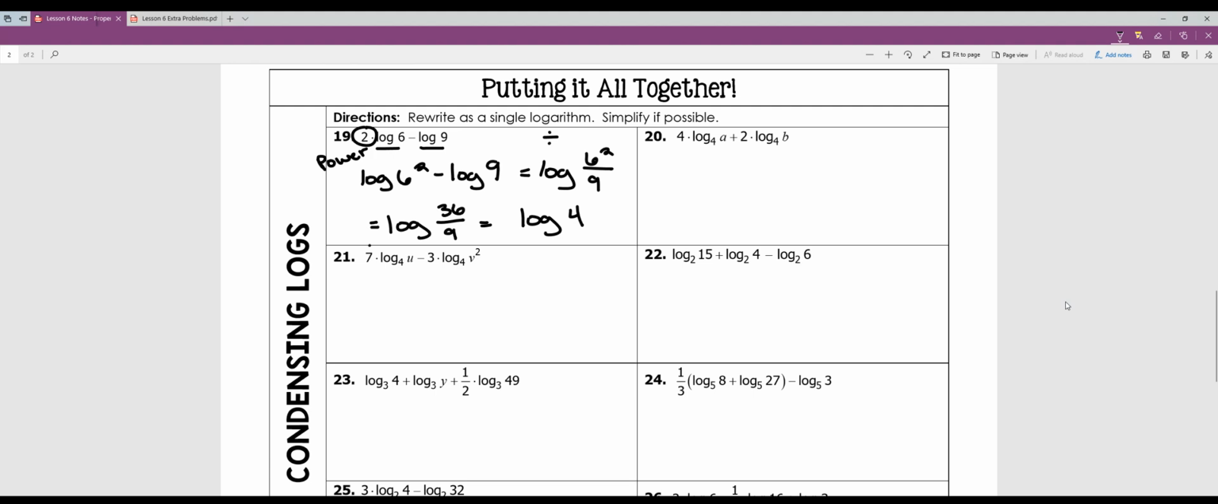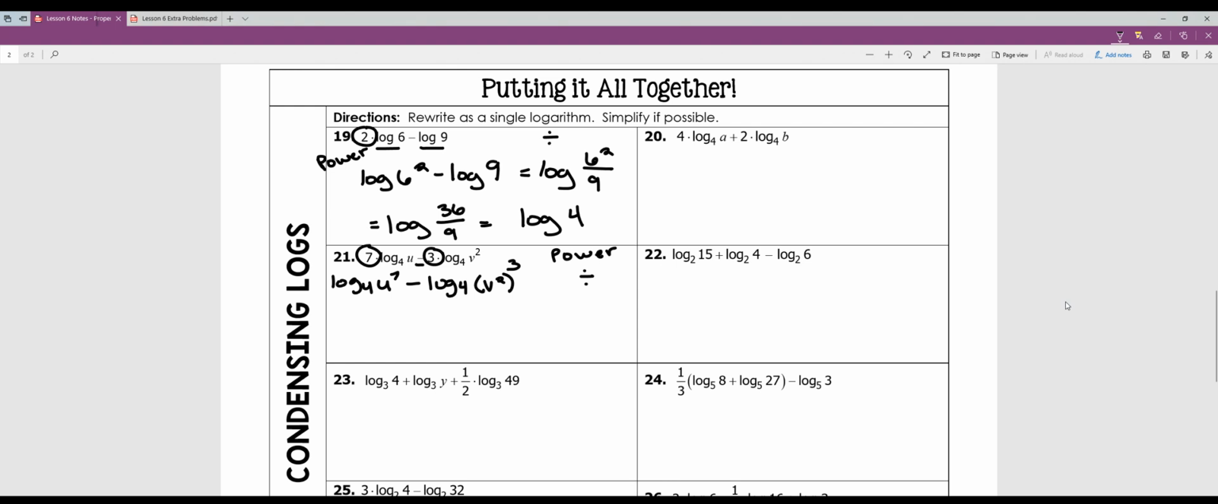Again, first thing on both of these, I have something on the outside, so that tells me I have to use my power property. And then they're still being subtracted again, so that tells me I'm going to use my quotient property also. But let's take care of the power property first. So remember, that number on the outside used to be the exponent, so I'm going to have log base 4 of u to the 7th power minus log base 4 of v squared to the 3rd power.